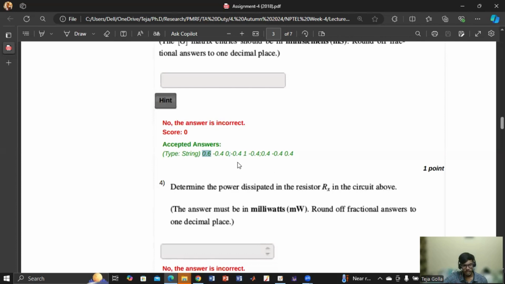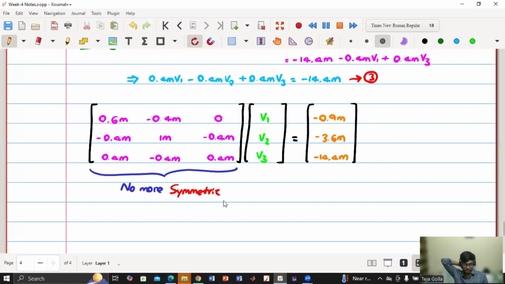So these are the instructions, because even after solving the entire circuit, if you have not entered the answer properly, then it will be detected as a wrong answer, and it is a very serious issue. So you have to be very, very careful.